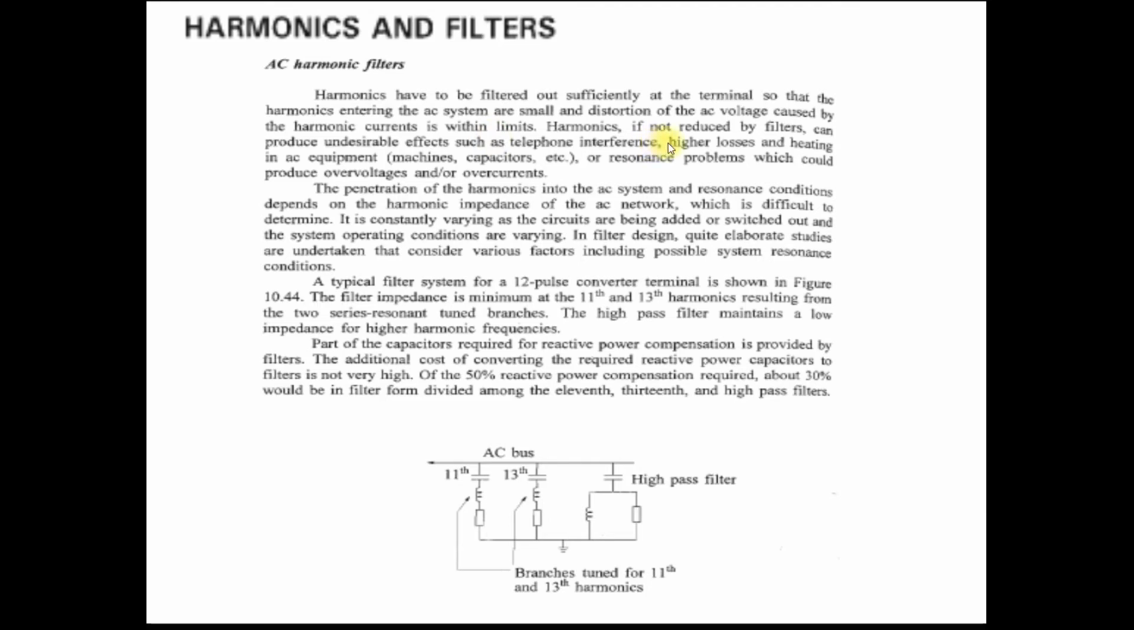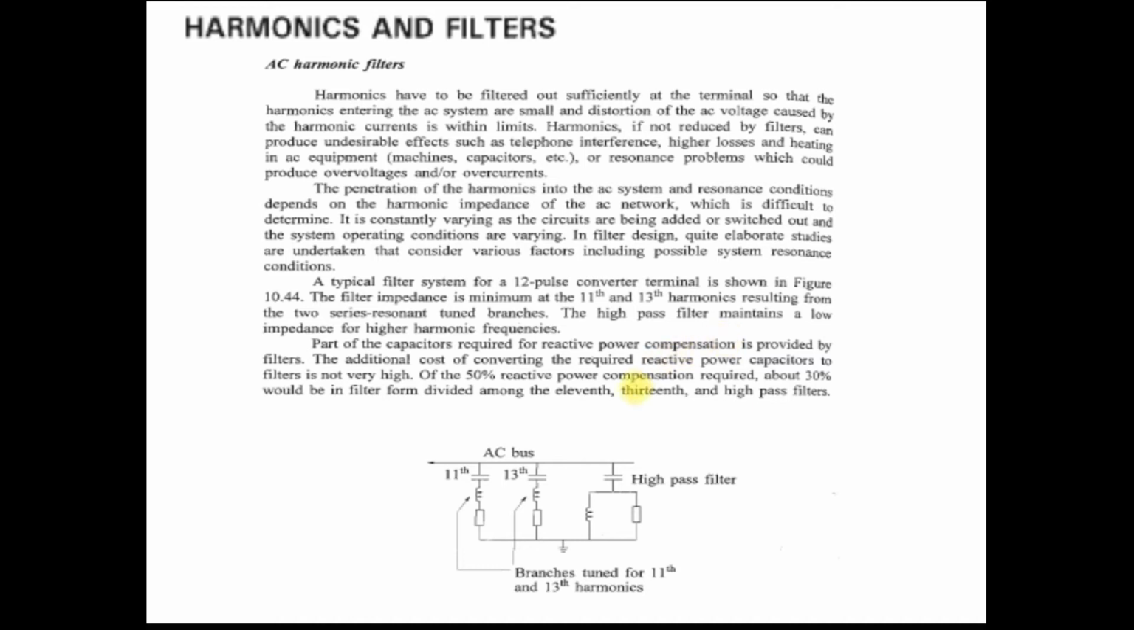If harmonics are not reduced by the filter, they create undesirable effects like telephone interference, higher losses and heating of the AC equipment. Or sometimes they create resonance problems, which could create over voltage or over current on the AC side. So to prevent this, we require the AC filter on the AC side to remove all these harmonics.